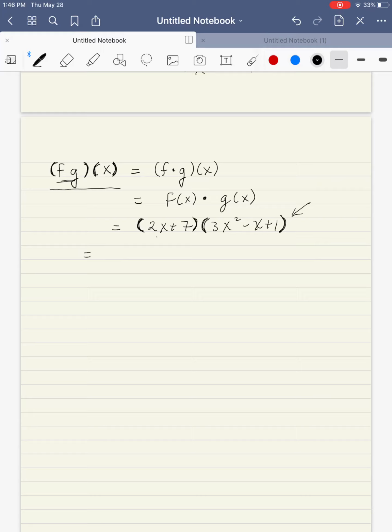And to do multiplication of two polynomials, I'm going to take 2x and multiply it by each term here, and then take 7 and multiply it by each term here. You go ahead, pause your video, do that, distribute the 2x to each term, distribute the 7 to each term, and then combine like terms, and then restart the video.